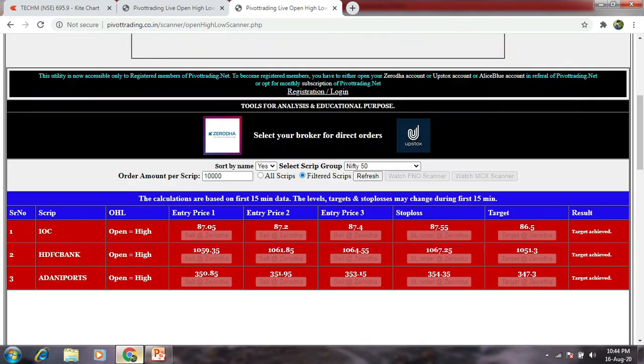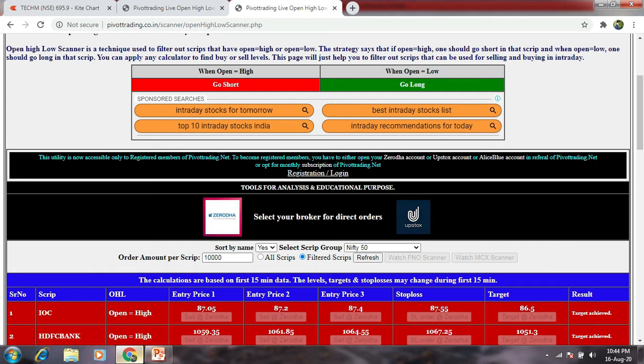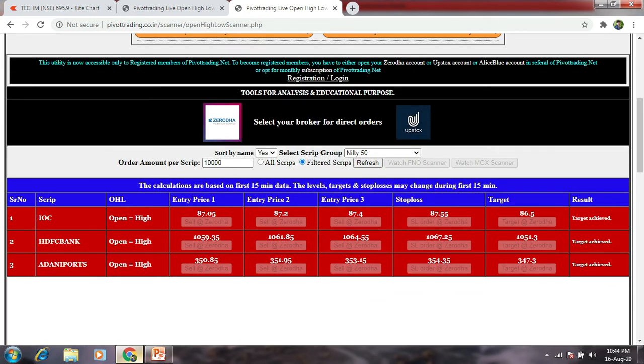At 9:25, just visit this site and filter out which stocks are open is equal to low and which stocks are open is equal to high. This will be the first criteria using this concept, and the second criteria is whether the market is in an uptrend.